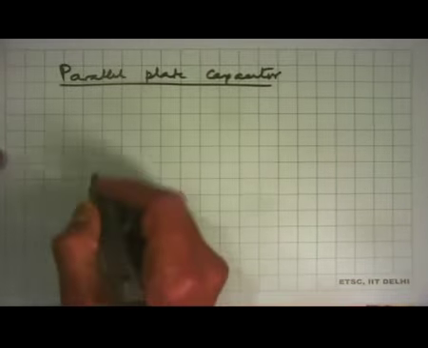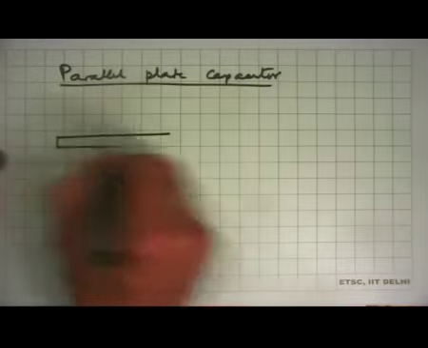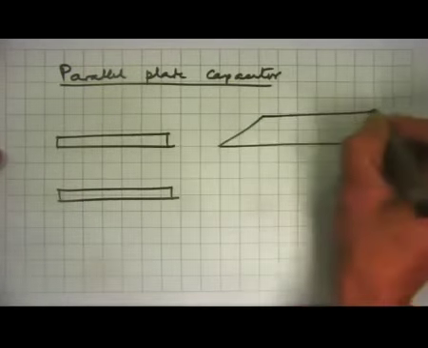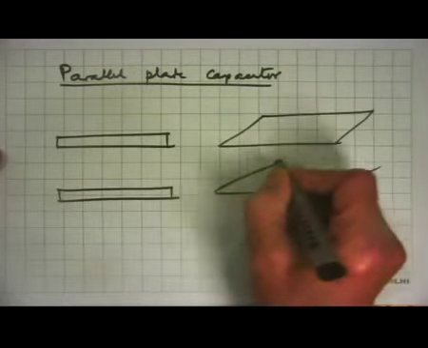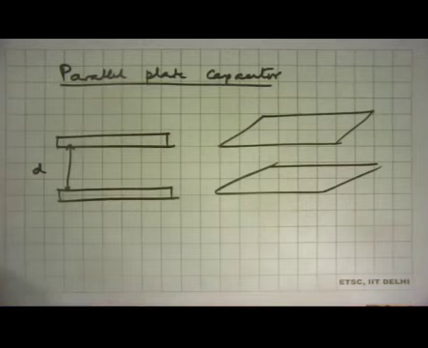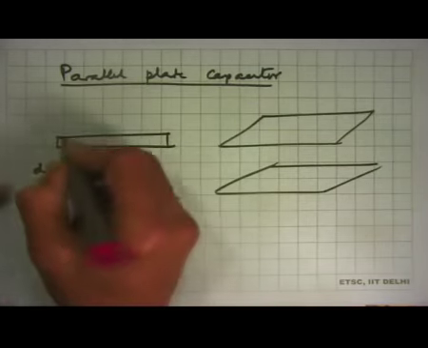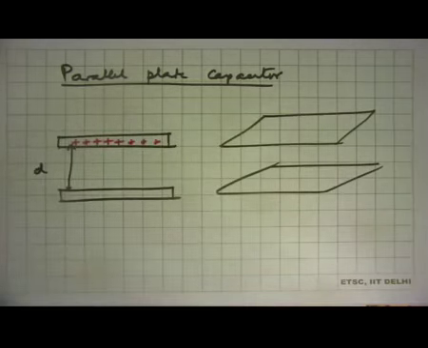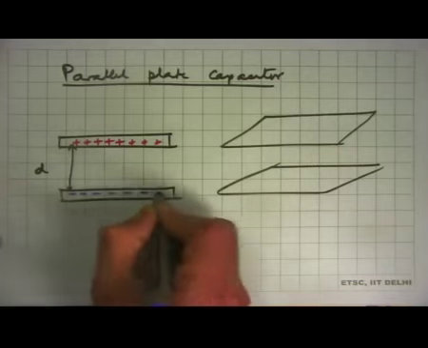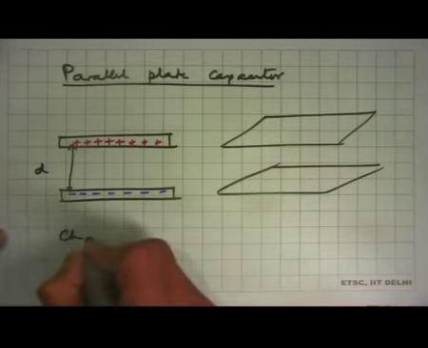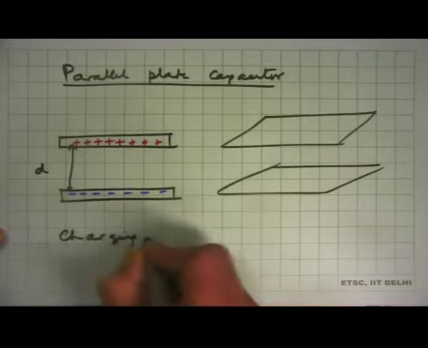So, I have two conductors. These are two plates like this, one plate here and another plate here, separated by a distance d. Let me put a positive charge on one and an equal negative charge on the other. This process of putting charges on these conductors is called charging of the capacitor.